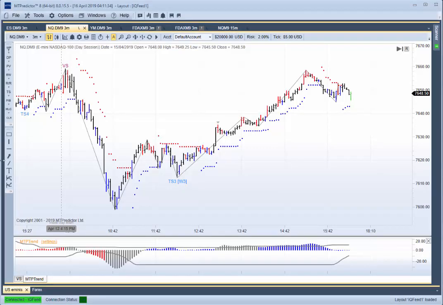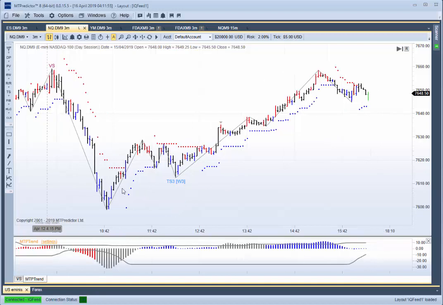Right, let's have a look at an example from yesterday on the US E-minis with a great example on a 3-minute chart of the NQ using a day session chart. That's using the regular trading hours from 9:30 to 4:15 in the afternoon New York time. Right, this is our W3 trade setup.